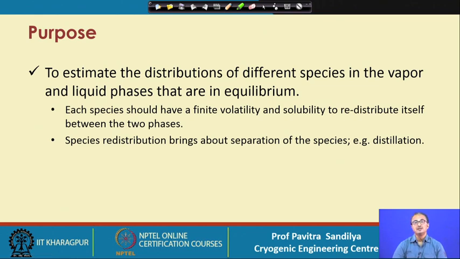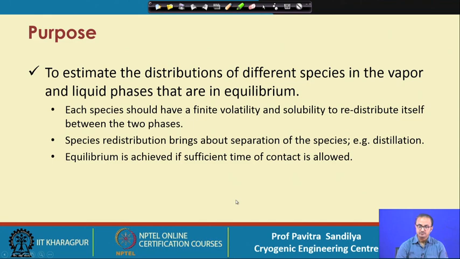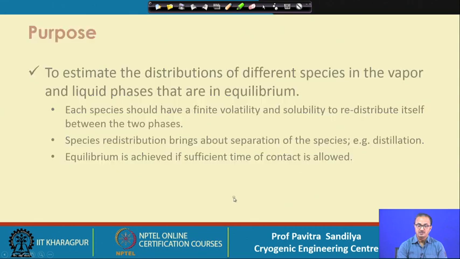By volatility, we mean the tendency of a given species to go from the liquid phase to the vapor phase. And solubility means how a particular species gets dissolved in a liquid. So, whenever we are carrying out the vapor liquid equilibrium calculations, each of the species should be volatile enough and should have enough solubility in the liquid. Then there are many processes where we need such calculations. One of them is distillation, which is a very common separation process in the chemical and allied industries. For establishing equilibrium in a system, there should be sufficient contact time between the various phases.